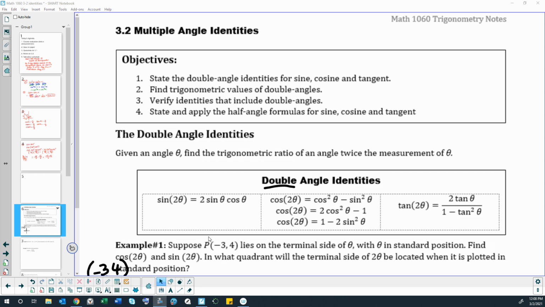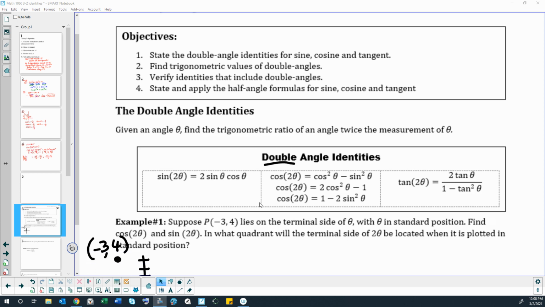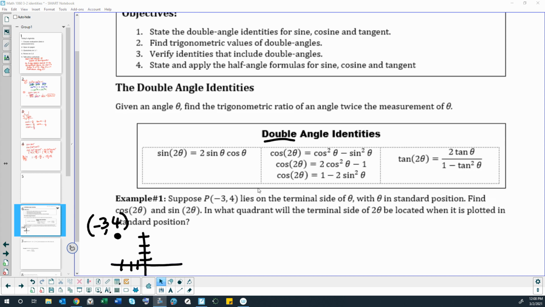Section 3.2, multiple angle identities. So we're going to be learning the double angle identities and the half angle identities today. So for sine double angle identity, there's only one formula.